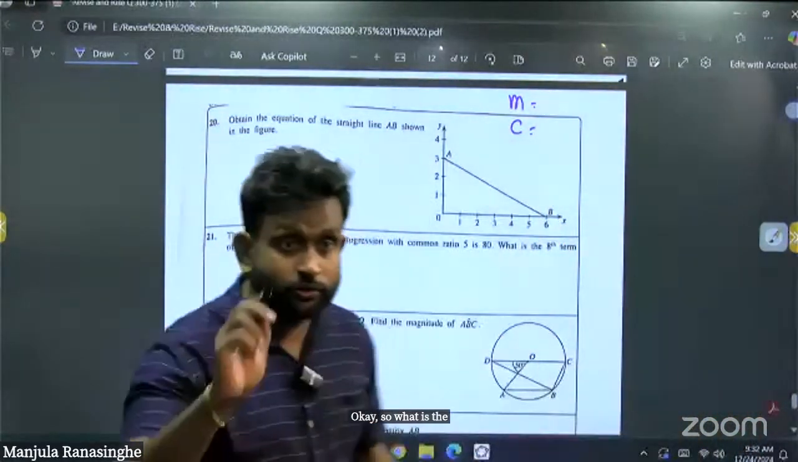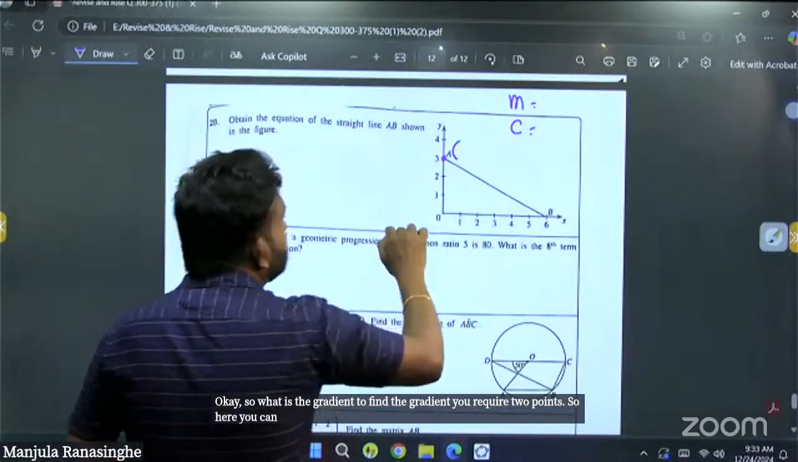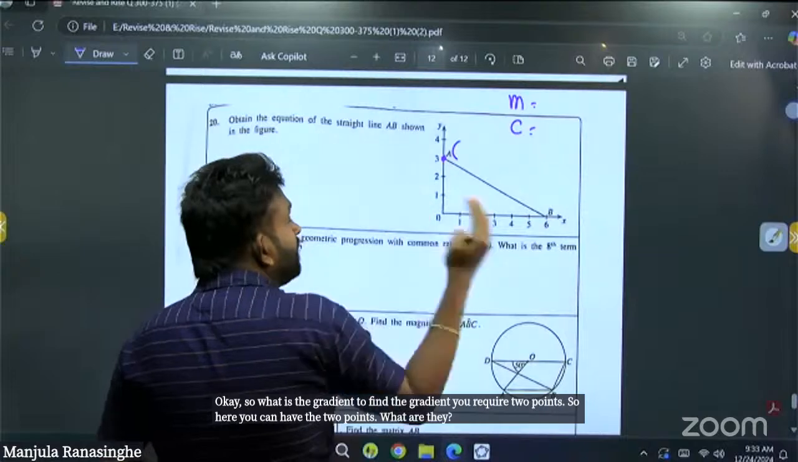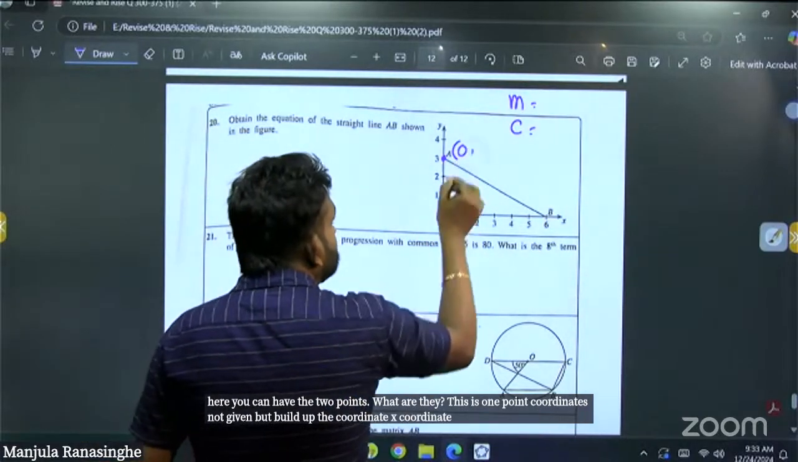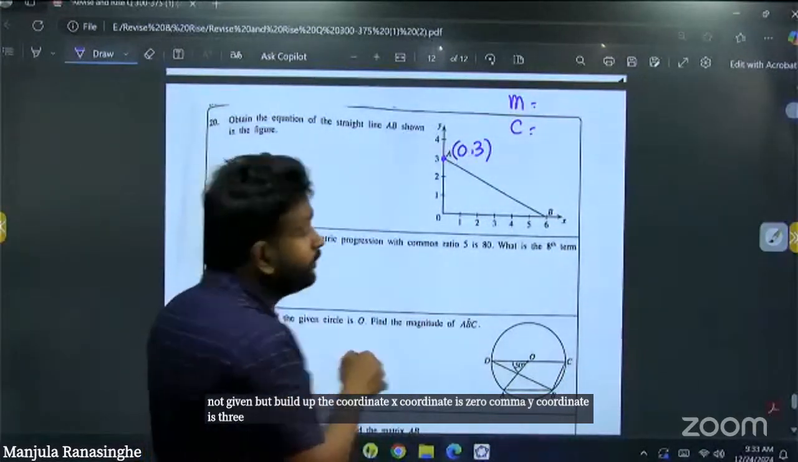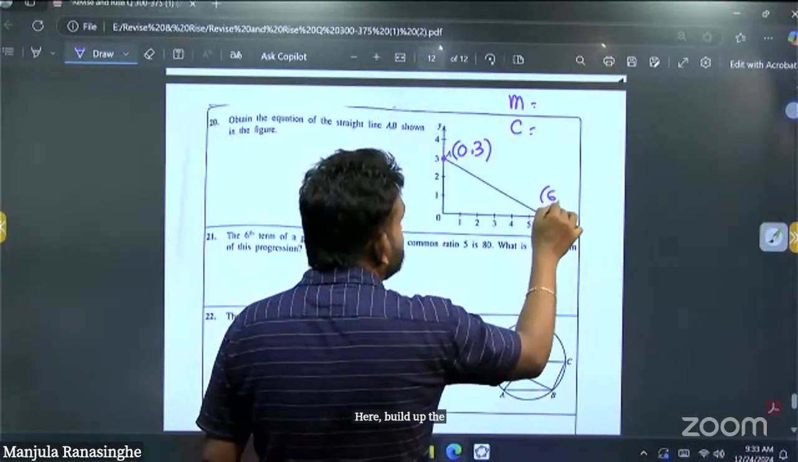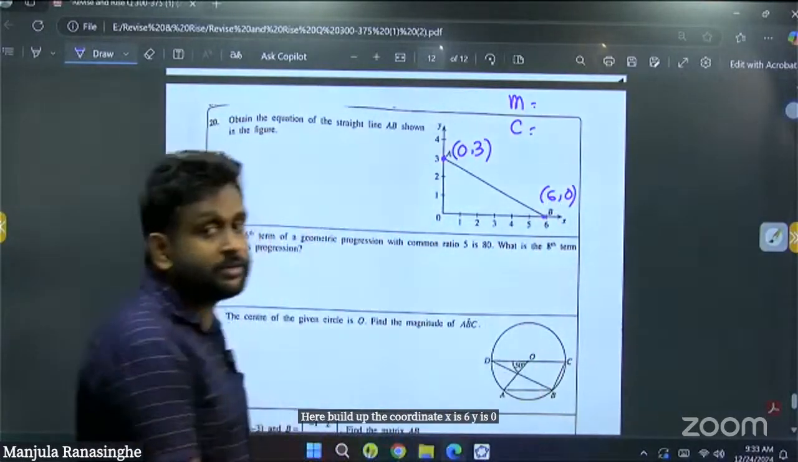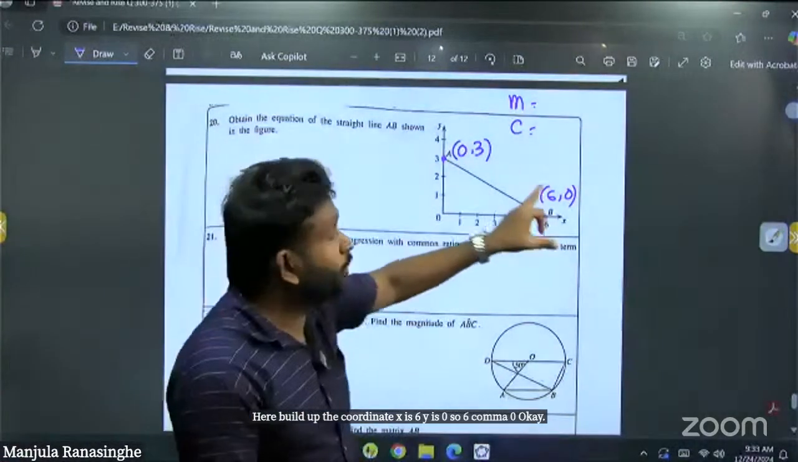Okay, so what is the gradient? To find the gradient, you require 2 points. So here you can have the 2 points. This is 1 point. Coordinates are not given, but build up the coordinate. X coordinate is 0, comma, Y coordinate is 3. 0, comma 3. Then here build up the coordinate. X is 6, Y is 0. So 6, comma 0. Okay, now here 2 points are given.